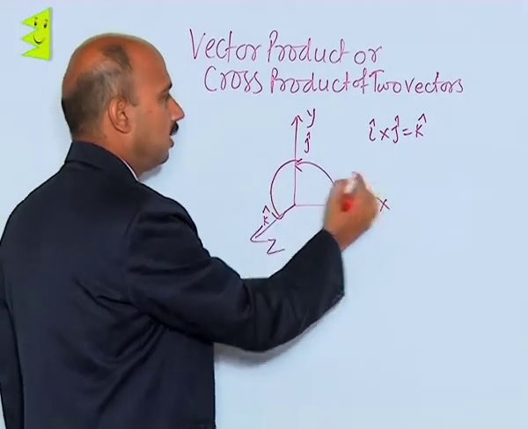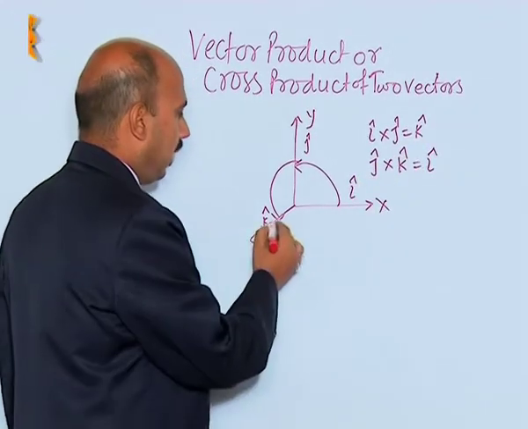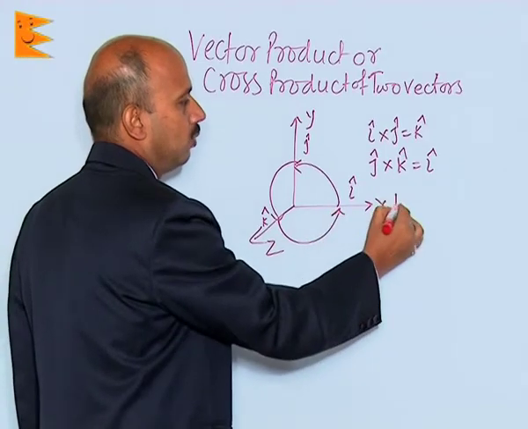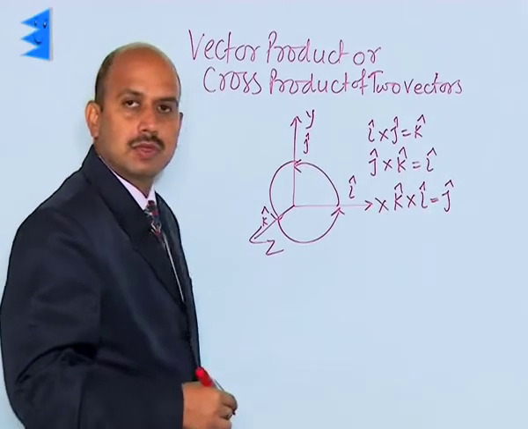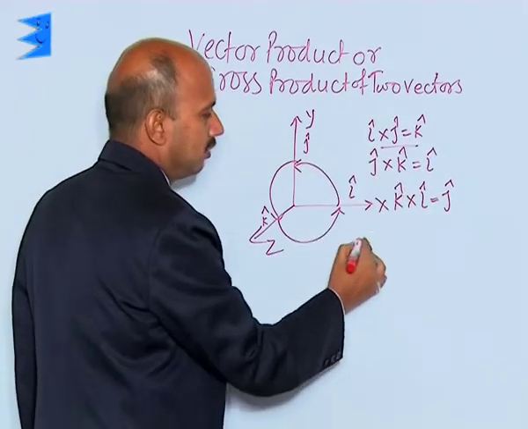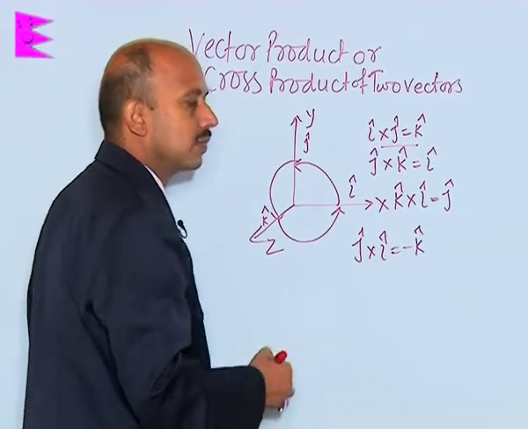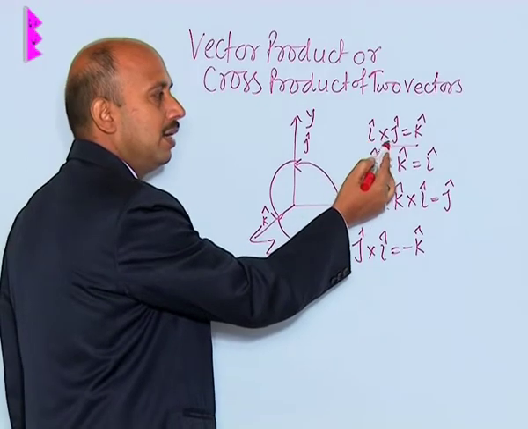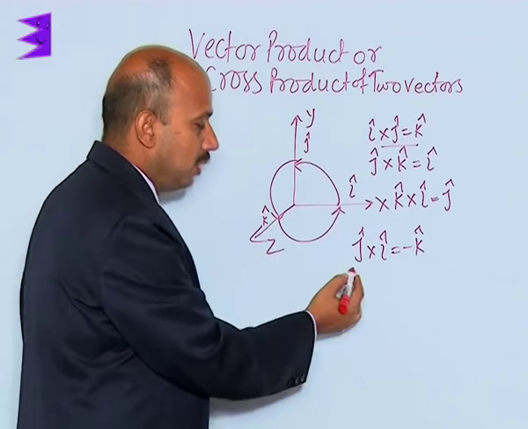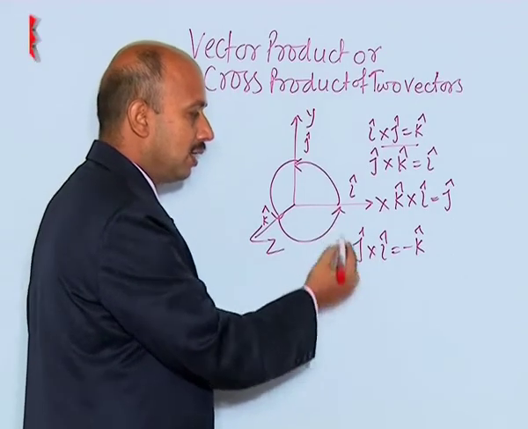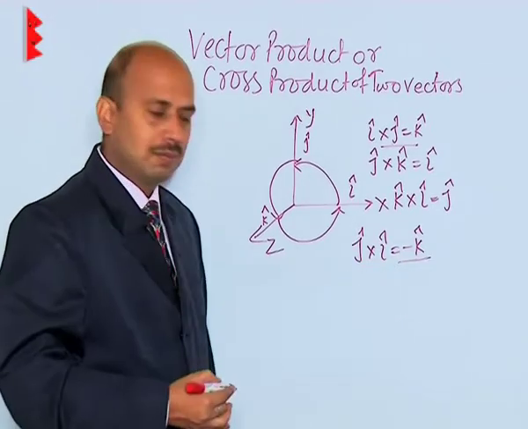j cross k, you can write, is equal to i cap, and k cross i is equal to j cap. If you take j cross i, that will be equal to minus k cap. So when you multiply i and j, the cross product is along k cap, and when you multiply j and i, j cap cross i cap, its direction is along minus k cap.